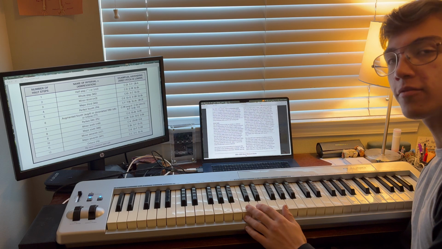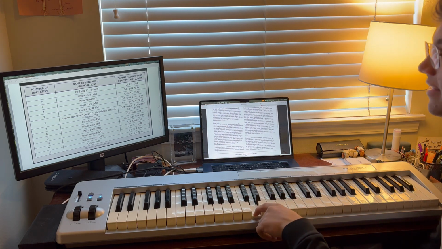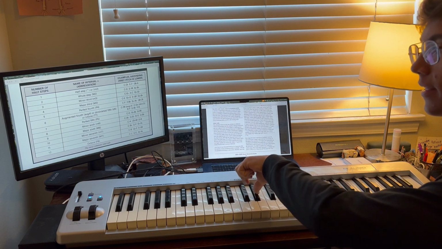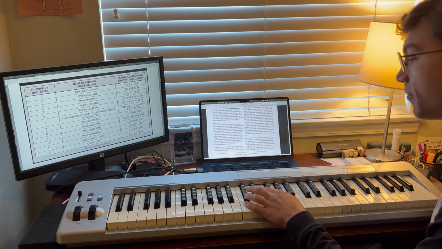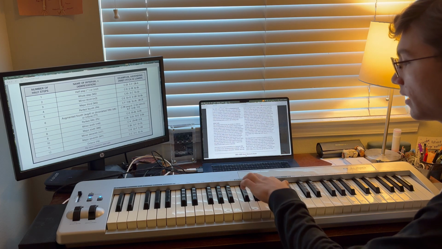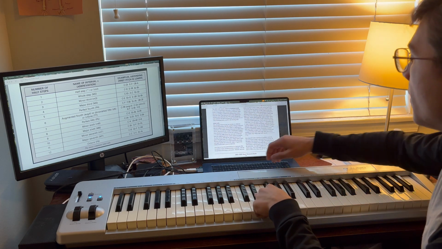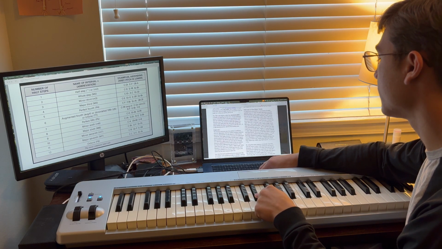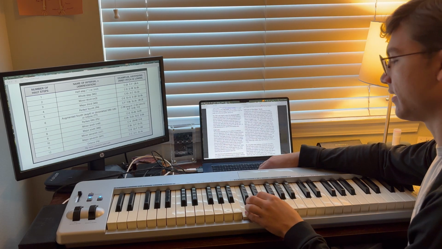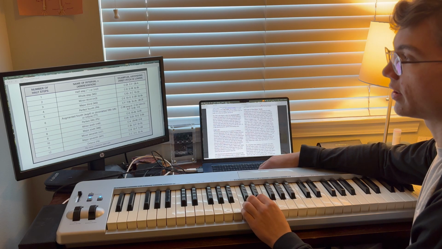Then, guess what the next one is? A whole step is called a major second. That's right. Then, 3 half steps is called a minor third. So, for example, a C to an E flat here is known as a minor third. And then we have, for example, a C to an E. That's called a major third.